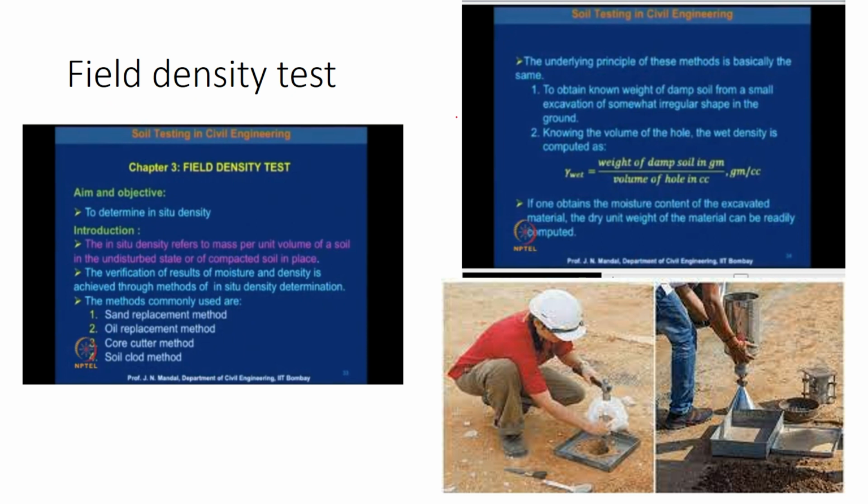Field density test is done by two major ways. One is going to be sand replacement, and the other one is going to be core cutter. These are the most broadly followed methods. We are going to find out what could be the field density.